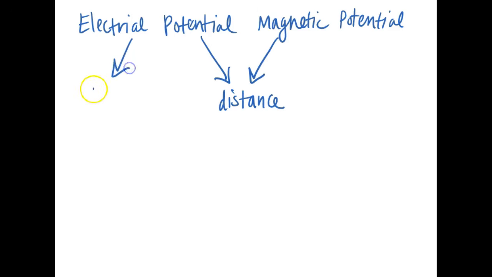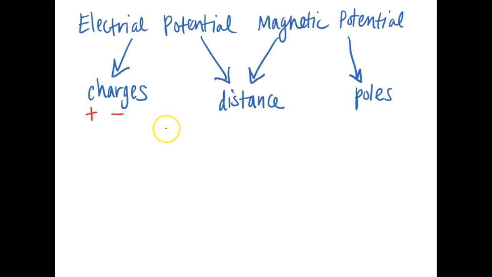Now for electrical potential, it's charges that are also a factor, and similar but not quite the same are the poles in magnetic potential. So just to refresh, charges could be positive or negative. You could be neutrally charged as well, and the poles can be north or south. So let's start off with the common theme here, which is distance.